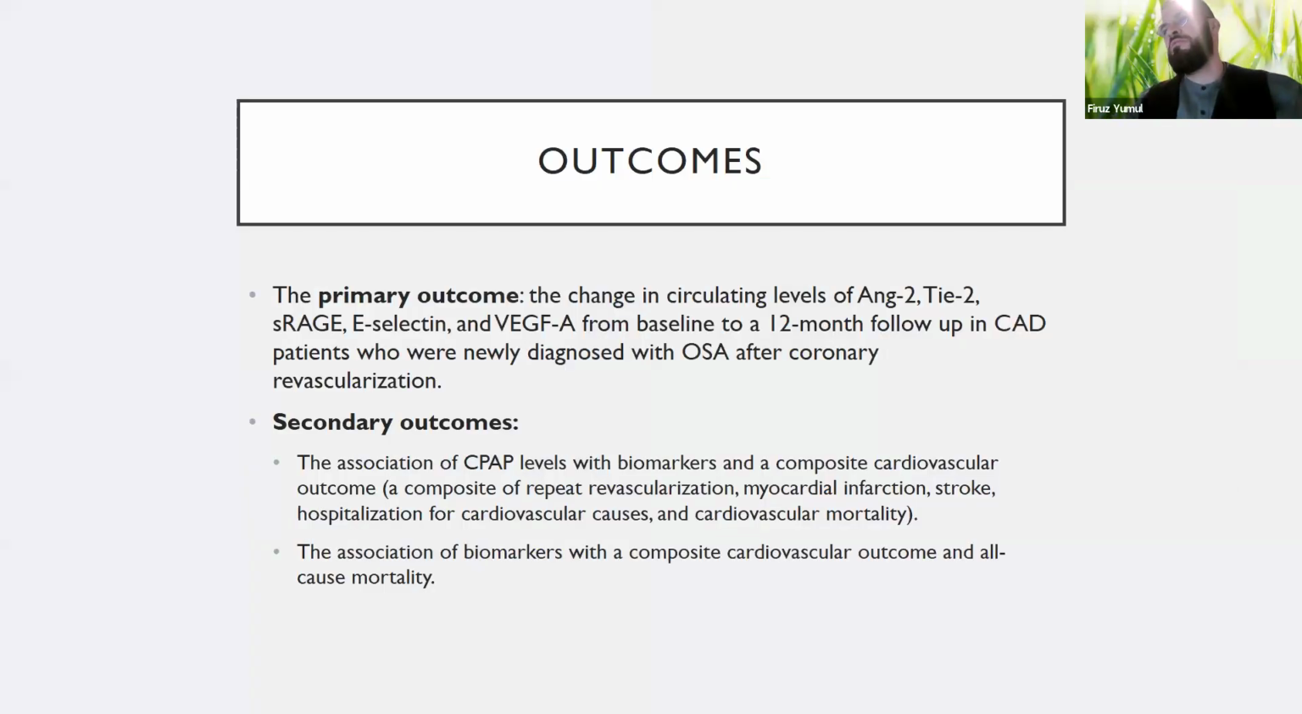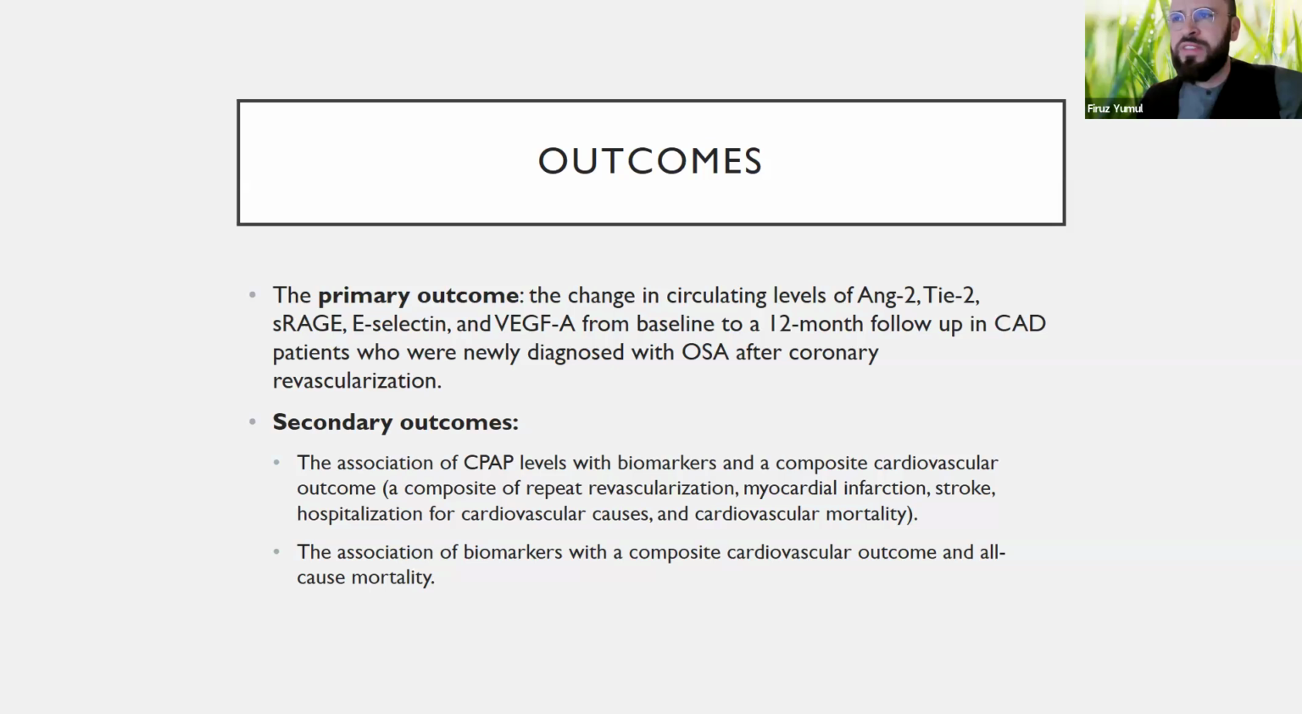So the outcomes of this study: the primary outcome was the change in circulating levels of angiopoietin-2, Tie2, sRAGE, which stands for soluble receptor of advanced glycation end products, E-selectin, as well as vascular endothelial growth factor A, from baseline to a 12-month follow-up in CAD patients who were newly diagnosed with OSA after coronary revascularization.